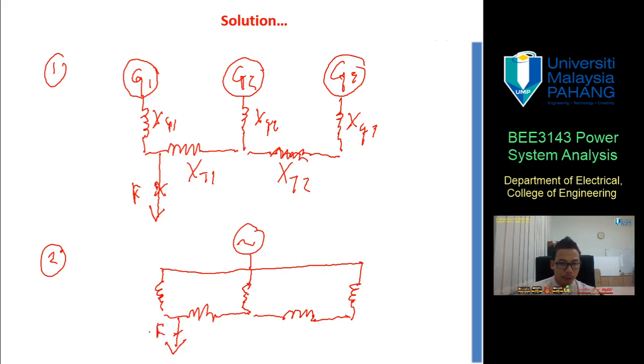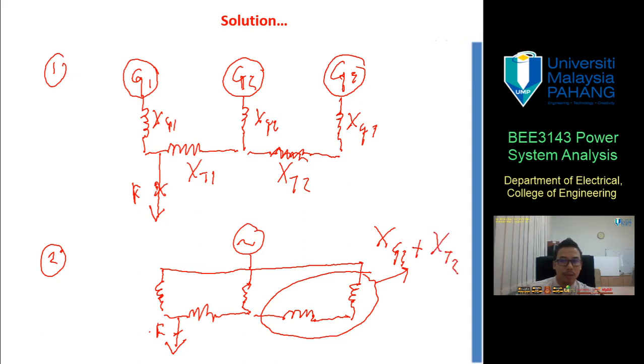Here you need to solve the problem using the Thevenin technique. The series parts you need to add up, while for the parallel parts you do the parallel calculation. This part is series, so you need to sum it up: xg3 plus xt2. We first sum up, then proceed.